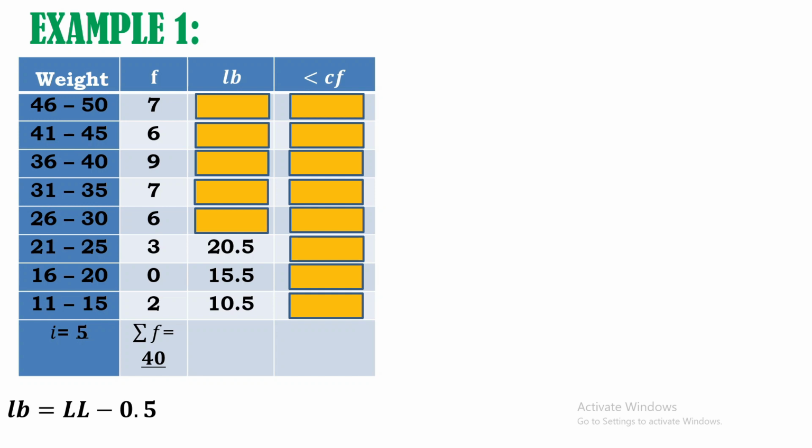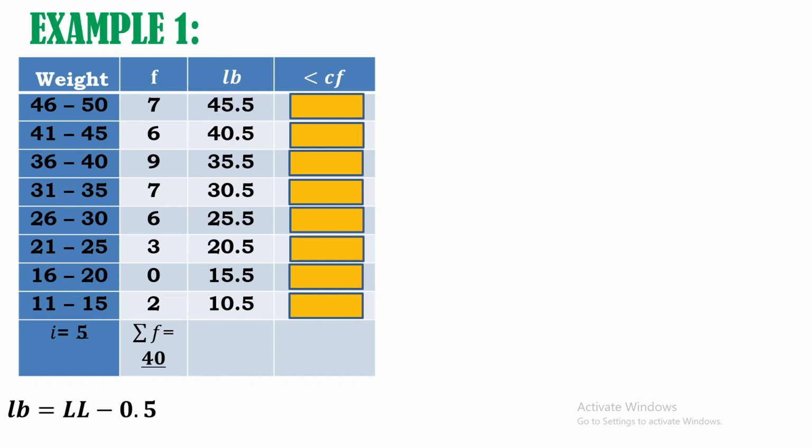Or, to find the succeeding lower boundaries, we simply have to add 5, or the value of the class size, to the preceding lower boundaries. So that's 20.5 plus 5, that's 25.5. Plus 5 is 30.5, plus 5 is 35.5, plus 5 is 40.5, then plus 5, we have 45.5.